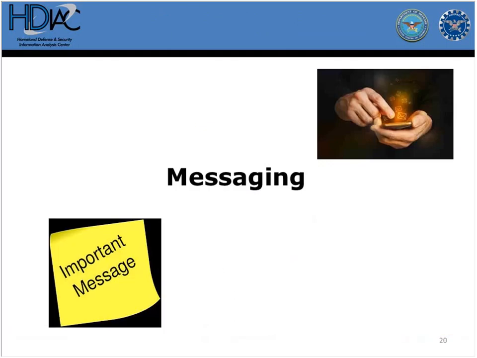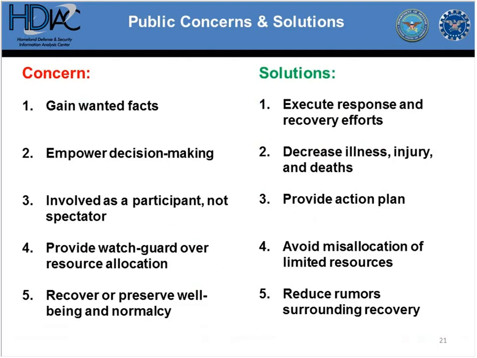So as we look at messaging, here's what the public's looking for. They want to gain facts. And our solution is that we need to have a good communication response plan and recovery efforts that we can articulate and communicate to our publics. They want to be empowered in the decision making. And when I say empowered, they want to have enough facts and information to be able to internalize it and make decisions on what is best for themselves and their families.